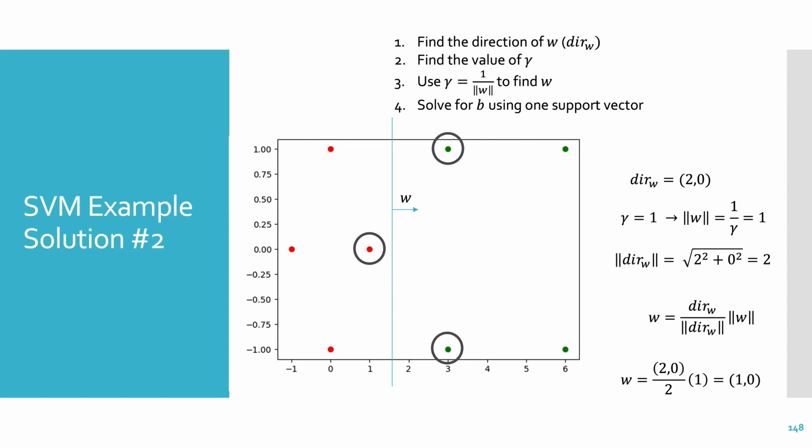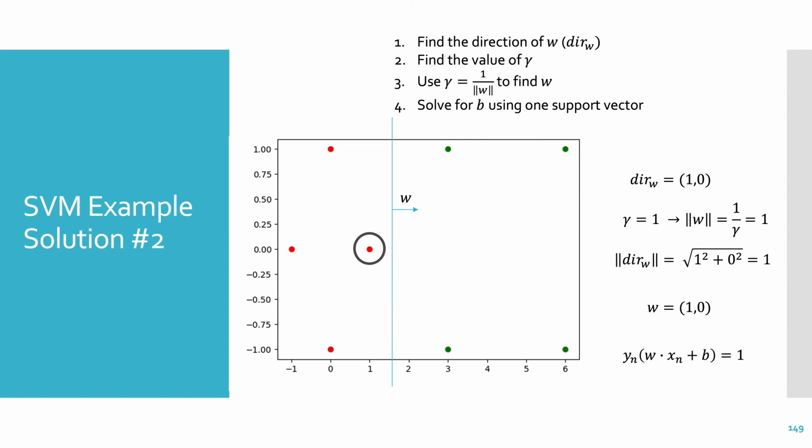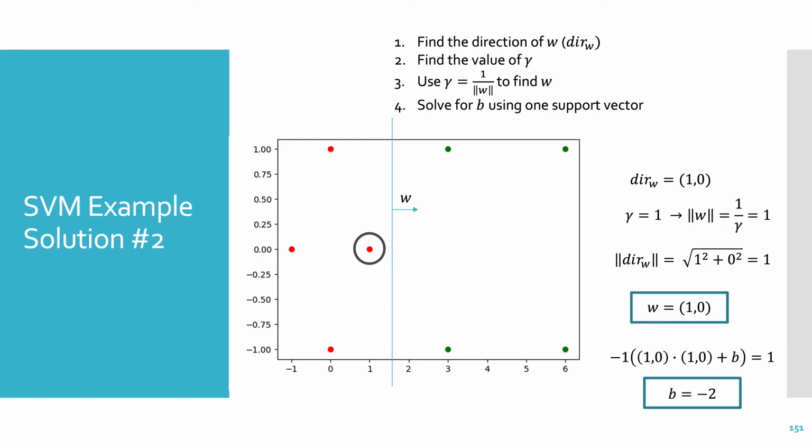Now, we use one of our support vectors to calculate B. Plugging in the values using this point, we get -1 times 1, 0 dot product with 1, 0 plus B equals 1. That gives us a value of B equals -2, and we're done. Notice how the result is the same whether we do it this way or we use a system of equations.